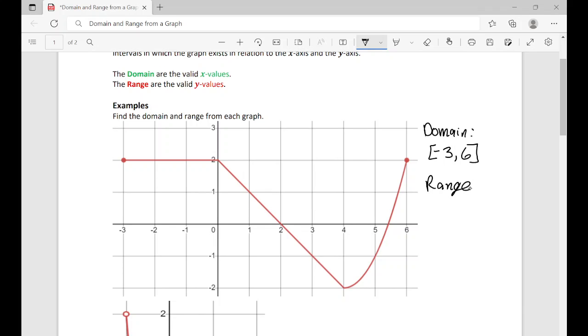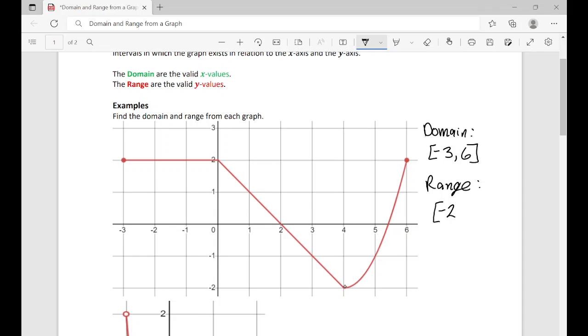Now the range is just the y values. So again, we said before, the range runs from bottom to top. So we look for the lowest point on this graph, and we see that it is right here. And we want the lowest point in relation to the y-axis. So what is the y value here? In this case, it's a -2. And this graph is touching -2. So since it's touching it, it's a bracket.